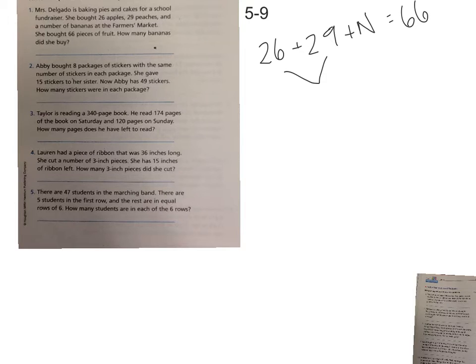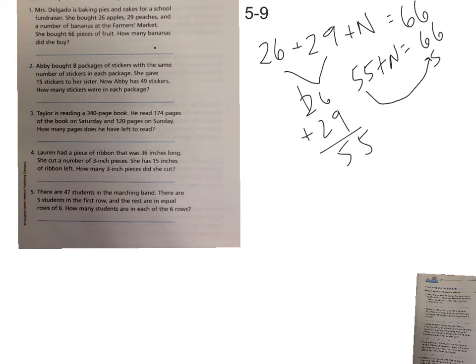So this is the part we do know that we can find out. 26 plus 29 equals 55. So now we have 55 plus n equals 66. So we know we had 55 and we added something more to it to get to 66. The easiest way of doing it is putting that 55 underneath the 66 and subtracting it, and it gives you 11. So that tells you n equals 11, and it's 11 bananas.